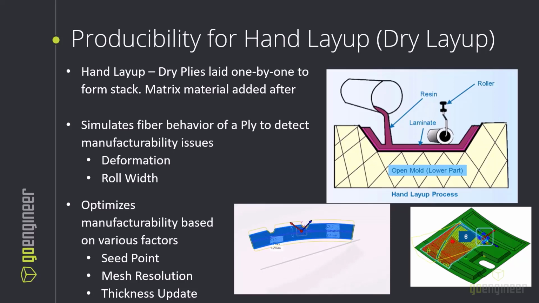For thickness update, we can account for the thickness increasing as we lay down each ply. So this is beneficial, especially if our plies are running over a corner and creating a radius. If you imagine over that radius, as we lay each subsequent ply on top of it, that radius is growing, so that deformation is changing on each subsequent layer.